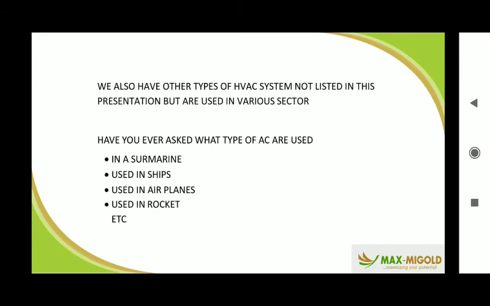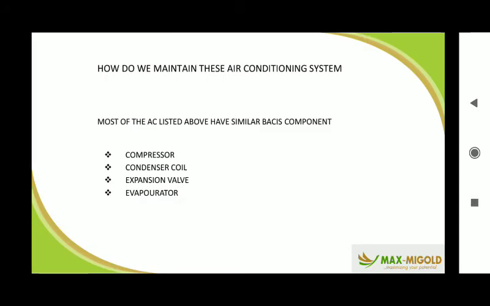Then we also have other types of HVAC system, not listed in this presentation, but are used in various sectors. Have you ever asked what type of AC is used in a submarine, used in a ship, used in planes, used in rockets, and many others? I've mentioned this earlier on. There are different kinds of AC used in all those sectors. How do we maintain this air conditioning system? All these air conditioner systems that I've mentioned have various ways of maintaining them, but the basic things you need to focus on in maintenance are the compressor, the condenser coil, the expansion valve, and the evaporator.